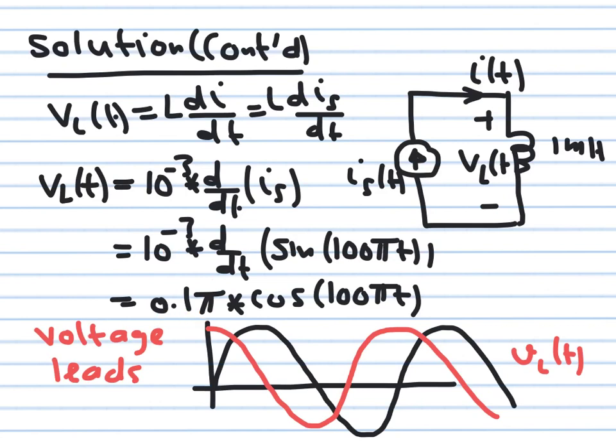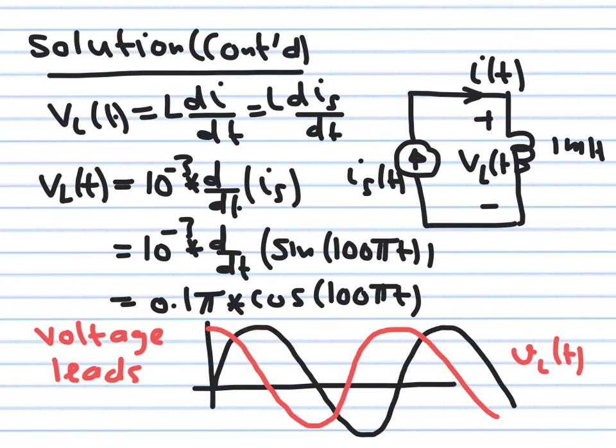Okay, so if you try to plot this, this is what we have. This was the current that you applied. It was a sine waveform. But this is the voltage that you got across the inductor. It's a cosine waveform. And you can see the peak of the cosine appears here, while the peak of the sine appears here.